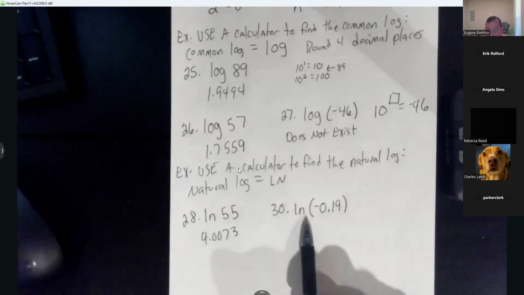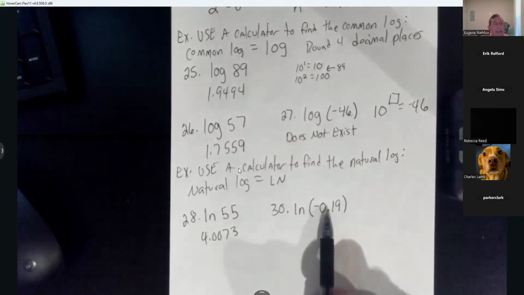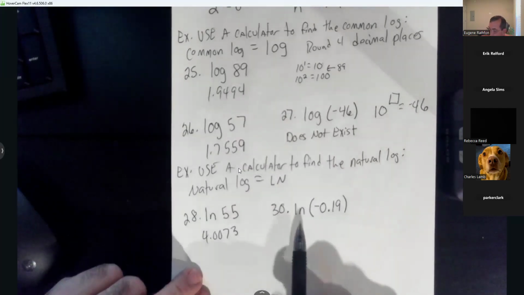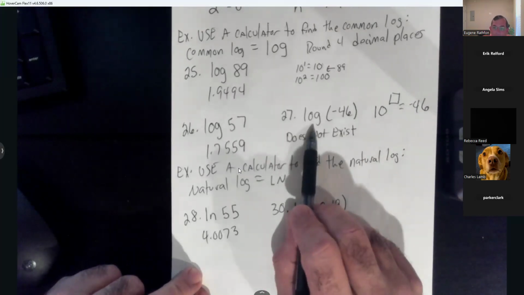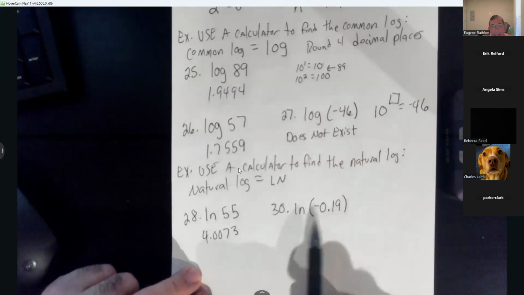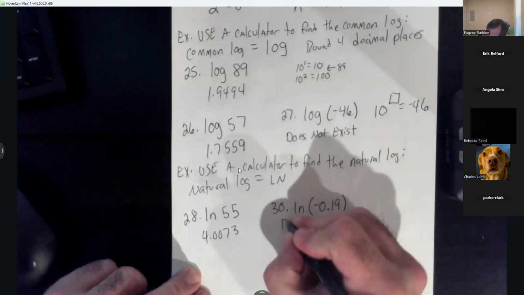So is there any way I can turn an E into a negative number? Good job, non-real, which means it does not exist. So we can't turn a log base 10 into a negative number. I can't turn a log base E into a negative number, okay?